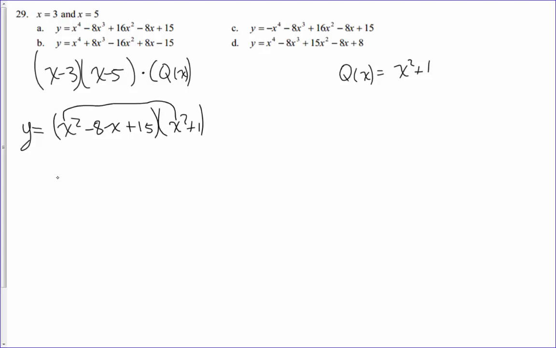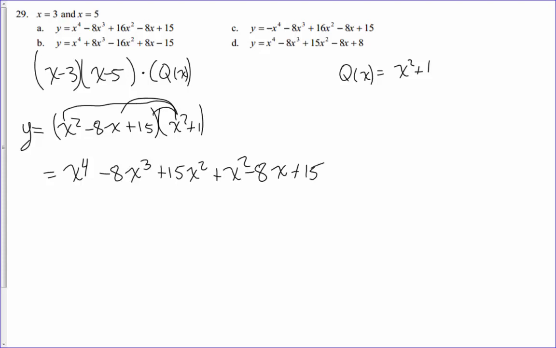So x squared and x squared is x to the 4th. That is negative 8x cubed. This is positive 15x squared. And then of course we multiply by the 1, so we get plus x squared minus 8x plus 15.